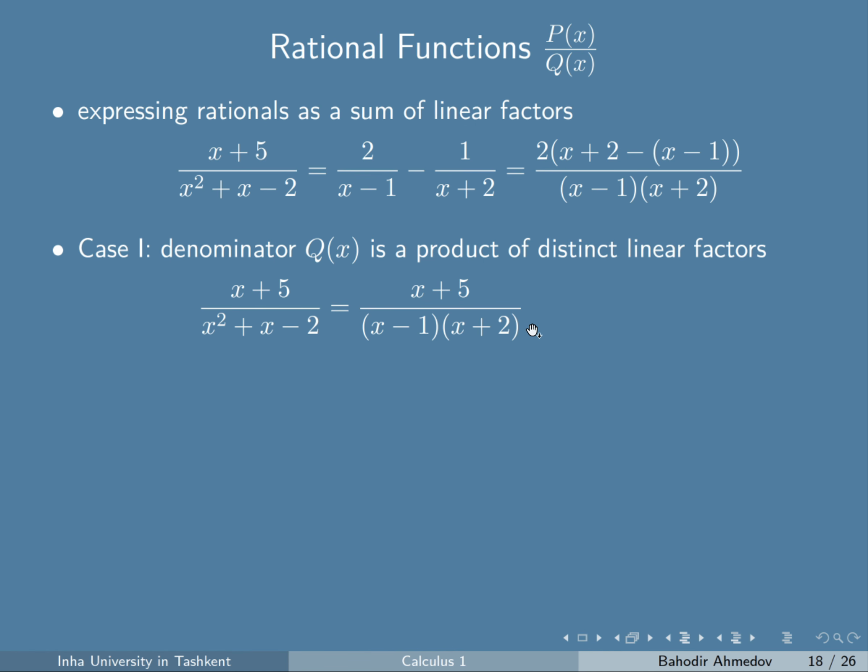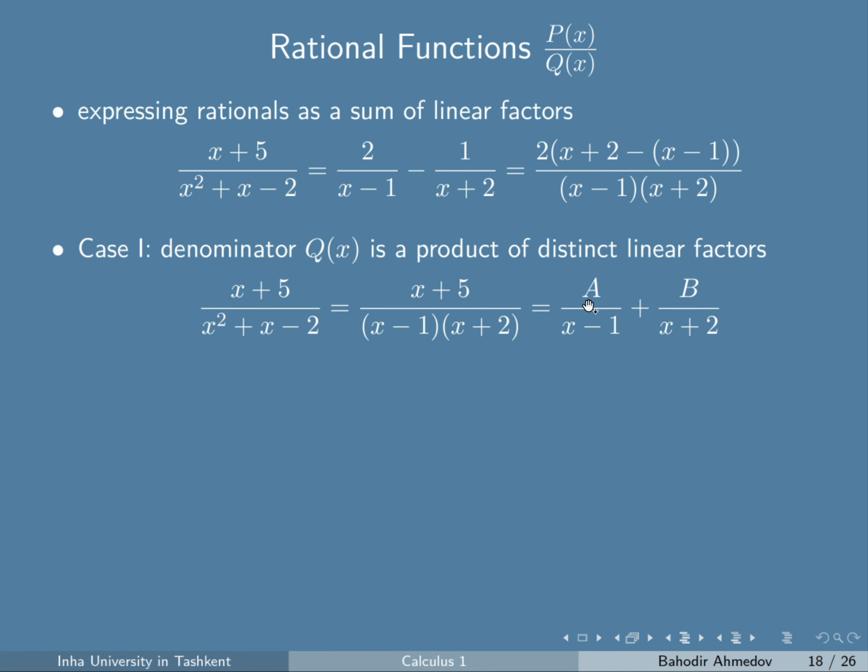So if it is possible to write the denominator as a product of distinct linear factors, then we're going to write this rational function as one constant divided by the first linear factor plus another constant divided by the second linear factor, right? Similar to here: some constant divided by the first linear factor plus some constant divided by the second linear factor.